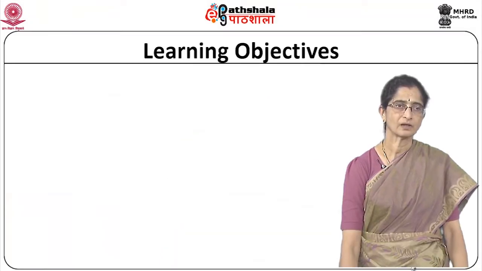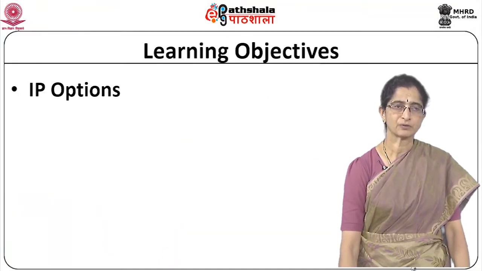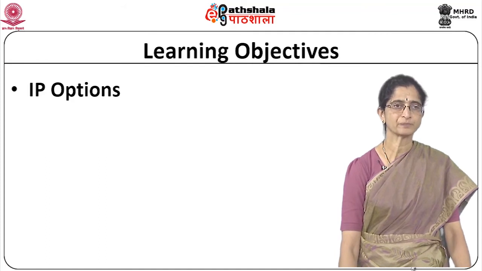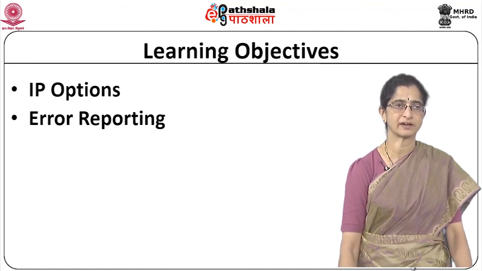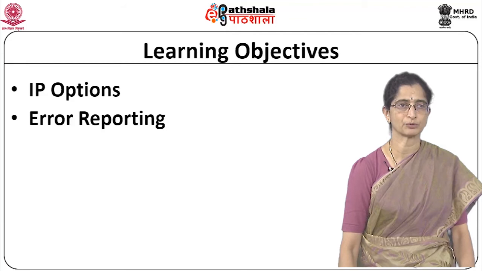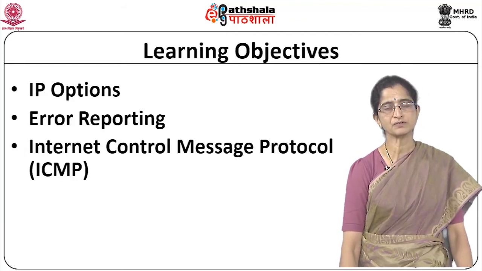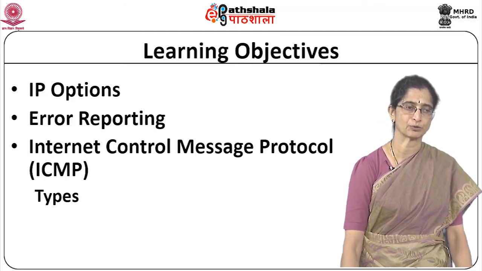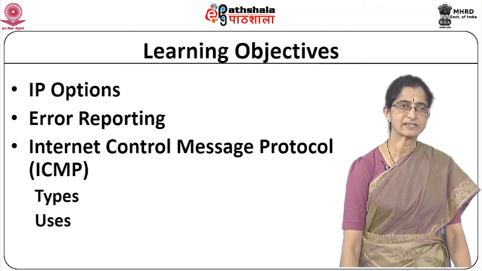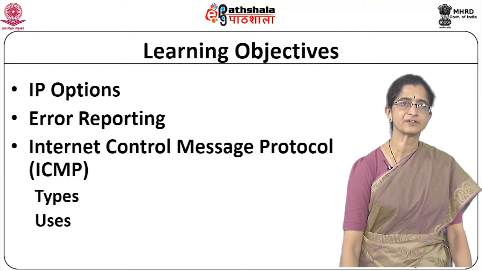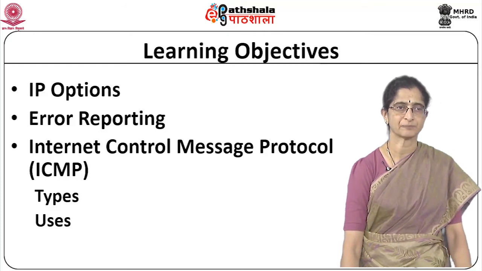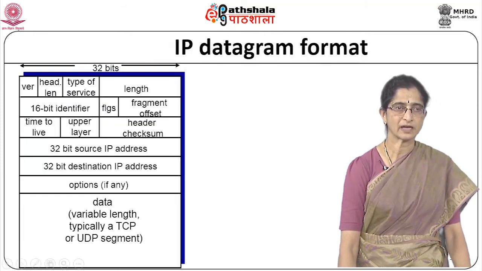In today's module, we will be looking at IP options and ICMP. The learning objectives for today's module are the following. We will look at the different options that are there in IP, and we will look at the error reporting protocol, the ICMP protocol or the Internet Control Message Protocol, which is the companion protocol for the IP protocol. We will look at different types of ICMP messages that are there and the different uses of these ICMP messages. So, let us start with the IP options.